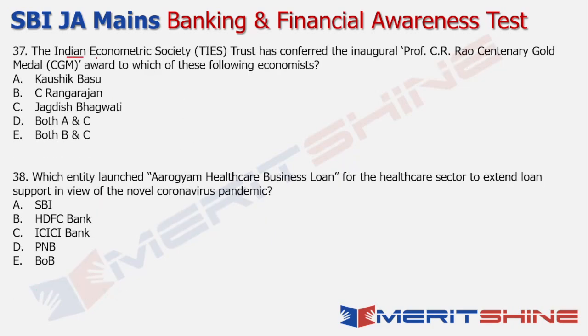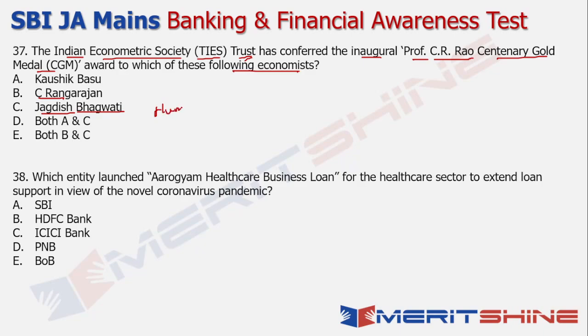The Indian Econometric Society, TIES, which is a trust, has conferred the inaugural Professor C.R. Rao Centenary Gold Medal to which of the following economists, right? So C. Rangarajan, who happens to be an ex-RBI governor, and Jagdish Bhagwati are the two people who actually received this award. Now Kaushik Basu also received an award, but that was something different.